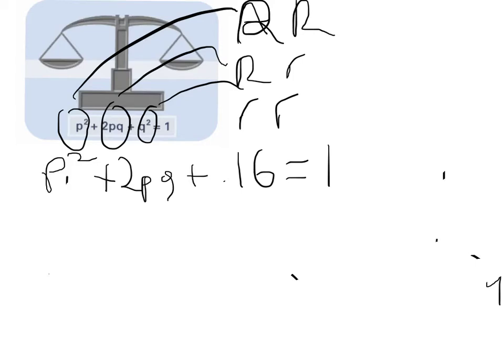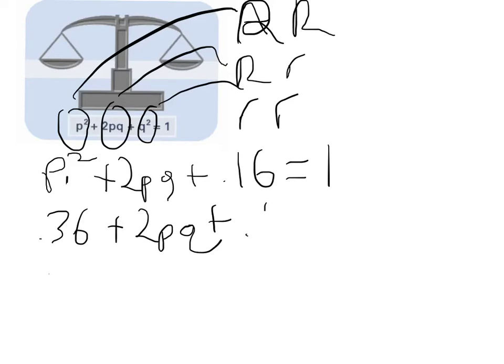Sorry, I've got to erase some stuff. Okay, so now we're working with 0.36 plus 2pq plus 0.16, and it's really simple to do the 2pq part. You guys might find faster ways to do the math. I'm just doing the basic, simple way. It's kind of the long way, but it gets the job done, and it's simple.